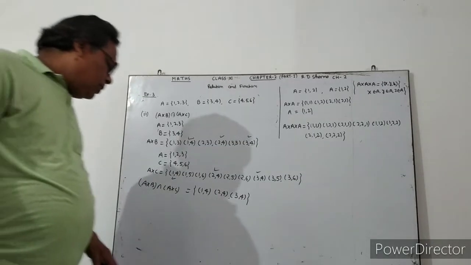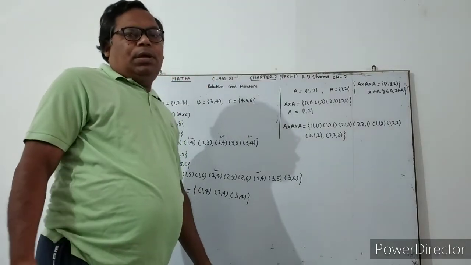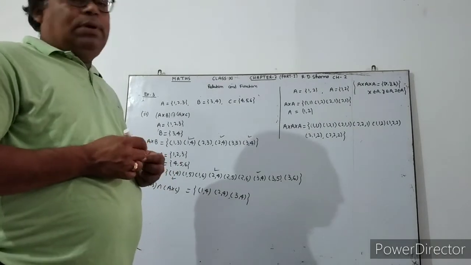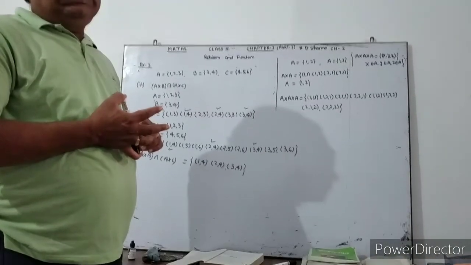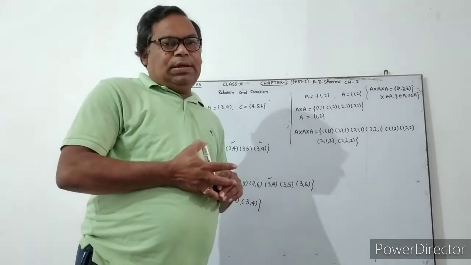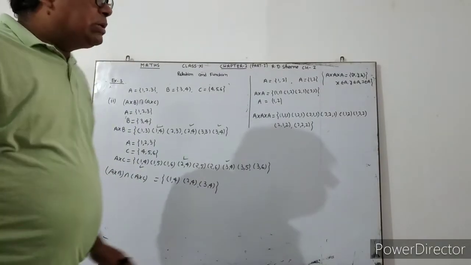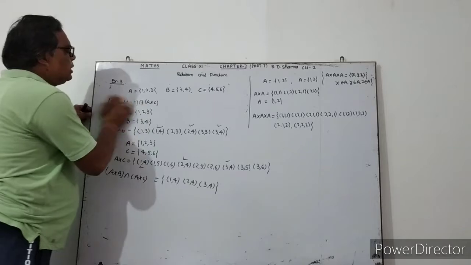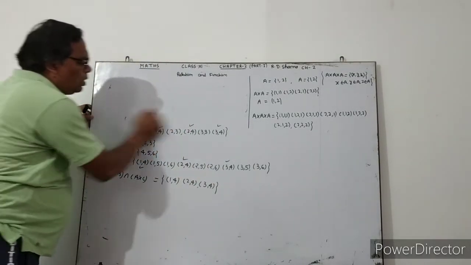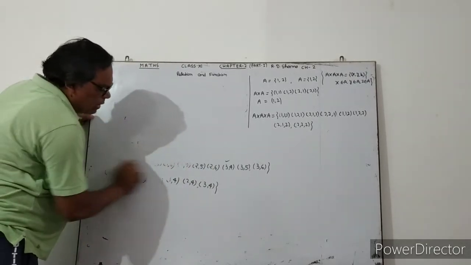Now we discuss what the relation is, after discussing the Cartesian product. We discuss what the relation is. Okay, what is the relation? Now we discuss what the relation is.